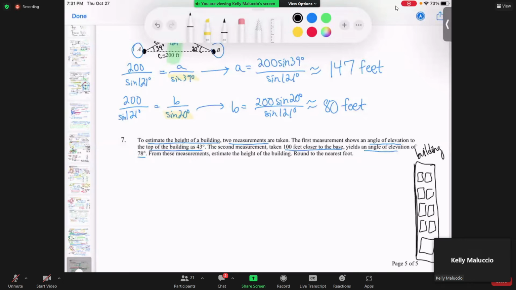We know that with the ground, we're looking at a right triangle, but we're going to see that that's not really what we're looking at. They're saying two measurements are taken. The first one is an angle of elevation to the top of the building of 43 degrees. So I'm going to draw something and call this A, and say this is 43 degrees. Then the second measurement is taken 100 feet closer to the base. This is the base of the building and it's 100 feet closer.